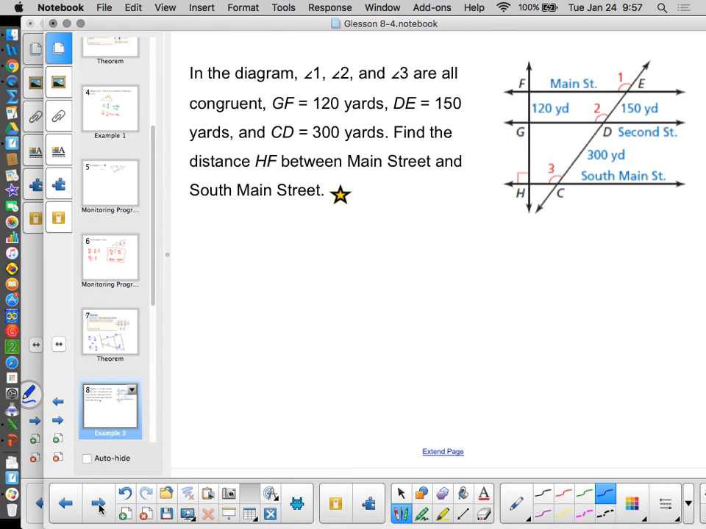Notice it gives you all this information here, all the corresponding angles, which tells you the lines are parallel, and it tells you that this is 120, this is 150, this is 300, and it wants to know the distance between Main Street and 2nd Street. There's X. You need to set up and solve a proportion using these figures to do that. And again, the corresponding angles here tell you that these lines are parallel. So we can go ahead and set that up exactly the way you think it should set up.